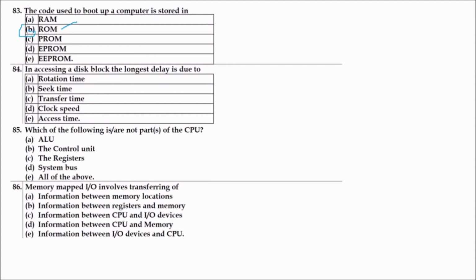In accessing a disk block, the longest delay is due to 84. The answer is, of course, we have already seen this. This is access time. The longest delay is due to access time.